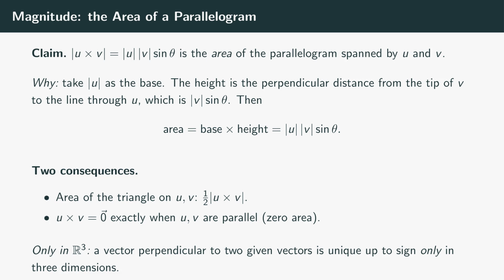Two nice consequences follow. The triangle with sides u and v is half the parallelogram, so its area is one half the magnitude of u cross v. And the cross product is the zero vector precisely when u and v are parallel, because then the parallelogram is squashed flat and has zero area. One last remark on why this product is special to three dimensions. Asking for a single vector perpendicular to two given vectors only has a clean answer in three-dimensional space. In the plane, there is no room to point out of it, and in four dimensions there are too many perpendicular directions to choose just one. Three is the cross product's home.